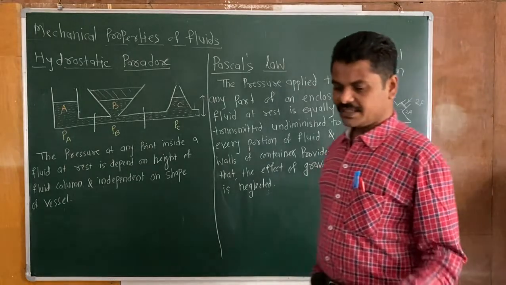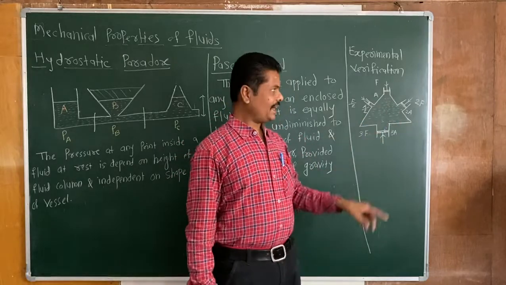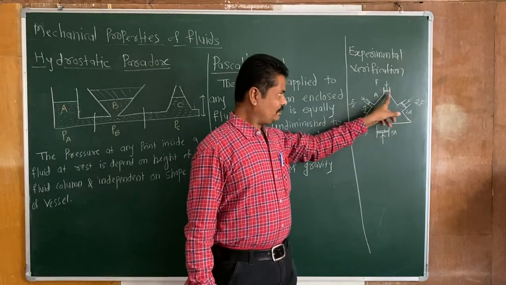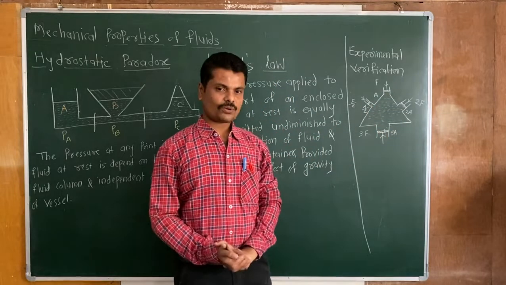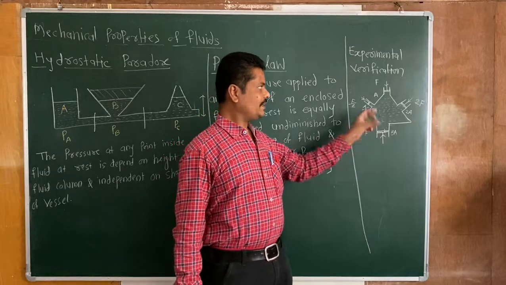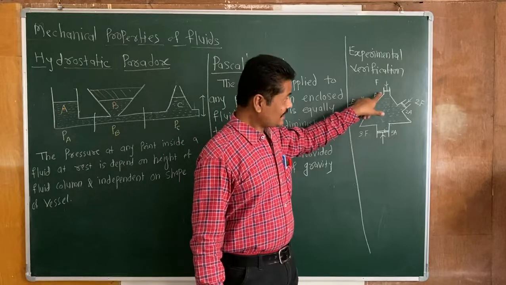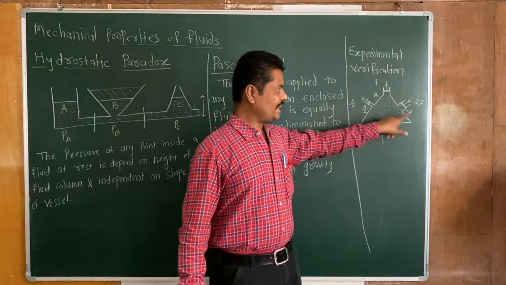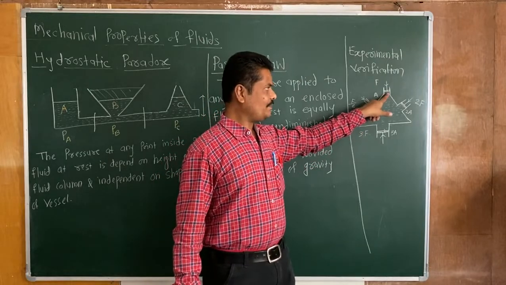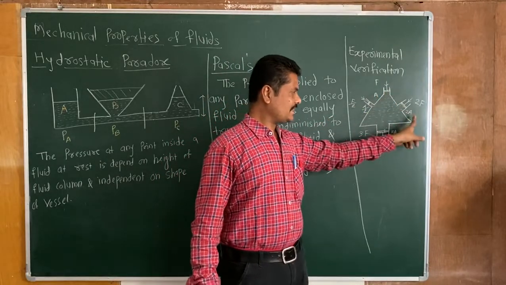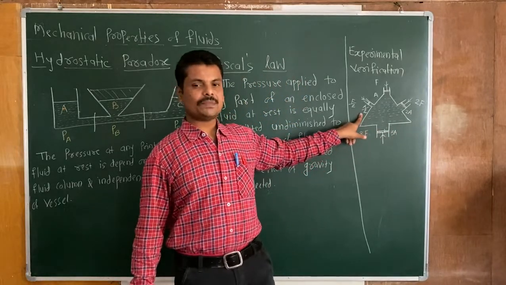Okay, here in this figure you can observe that there is a triangular shaped vessel, and there are four pistons: piston 1, piston 2, piston 3, piston 4. Check carefully, the fluid is enclosed here. The cross sectional areas of pistons A, B, C and D are different. The cross sectional area of this piston is A, while this piston is double, this piston is triple the area, and this piston is half the area.